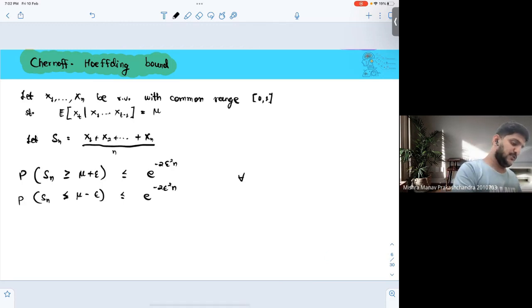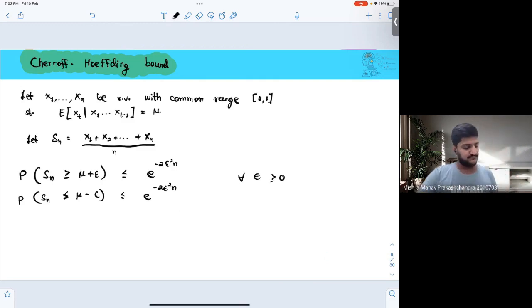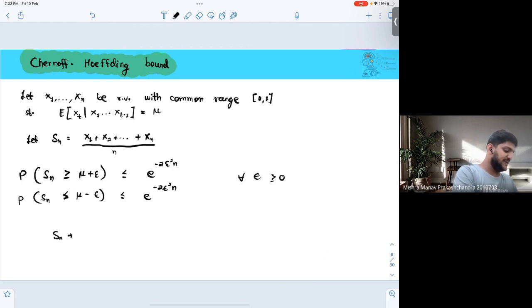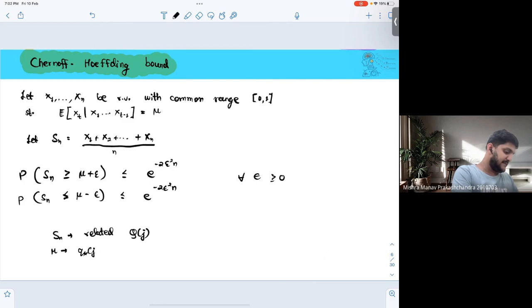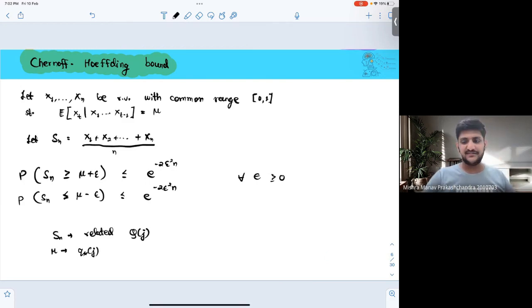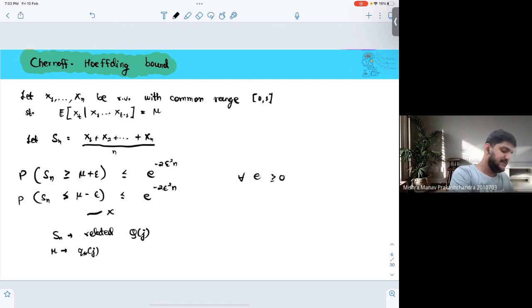And this is true for all values of epsilon greater than or equal to 0. Now, what it tells me is, you can think of Sn as related to my Q of j. You can see the similarity, right? And my mu is nothing but my Q star j, the true value that I want to reach. Now, this quantity is a theorem in itself.